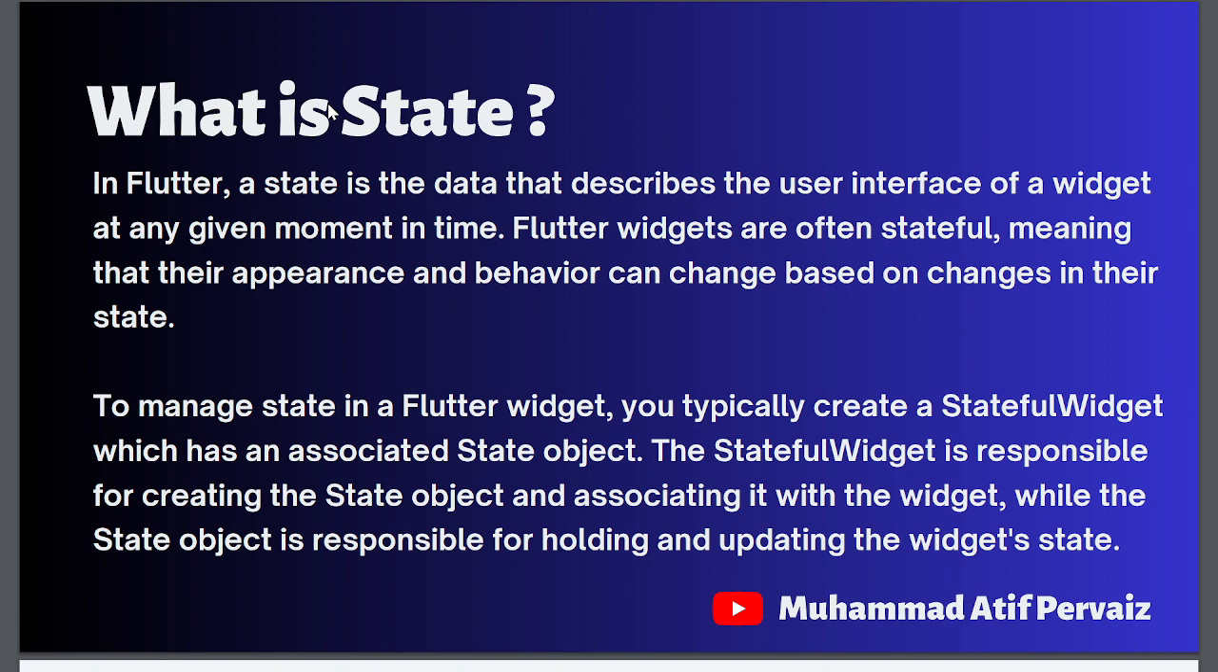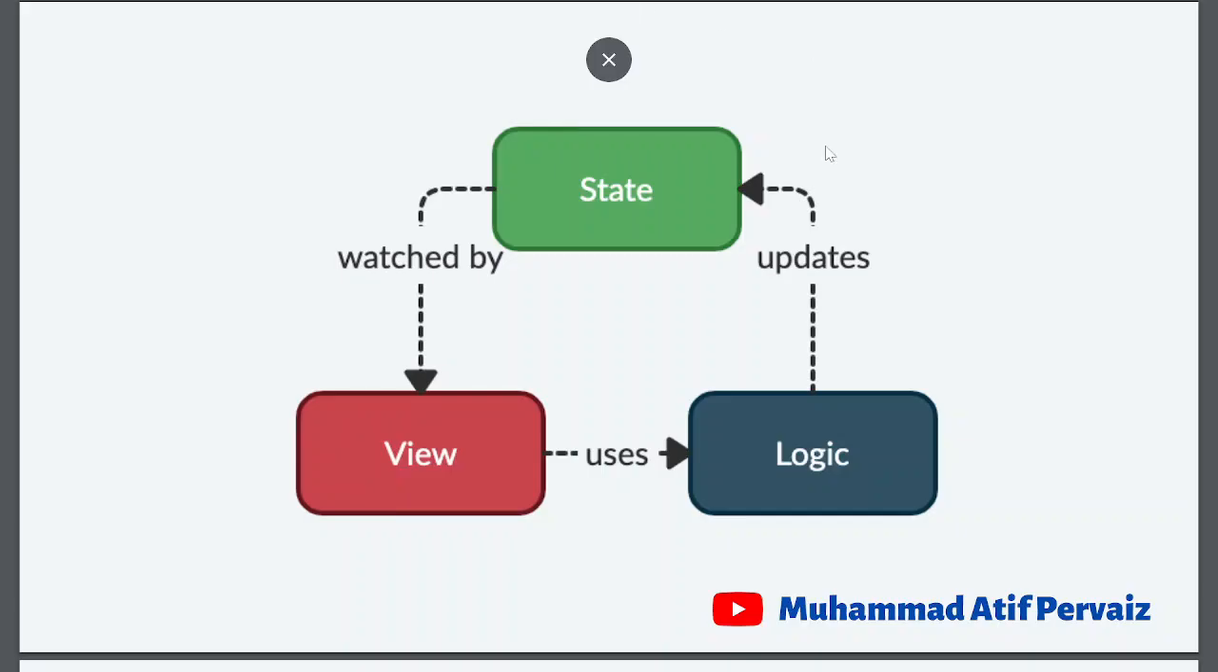I know that just textual data will not make clear to you what state is. That's why I have created this diagram for you. If you see here, we have state, and inside the state we have view and logic. View is basically the UI which is watched by a user or any client, and this view uses logic that is developed by a developer, right? So this logic is used by the view, and this view, watched by the user, is coming from this state, and this state is updating the view by using that logic, right?